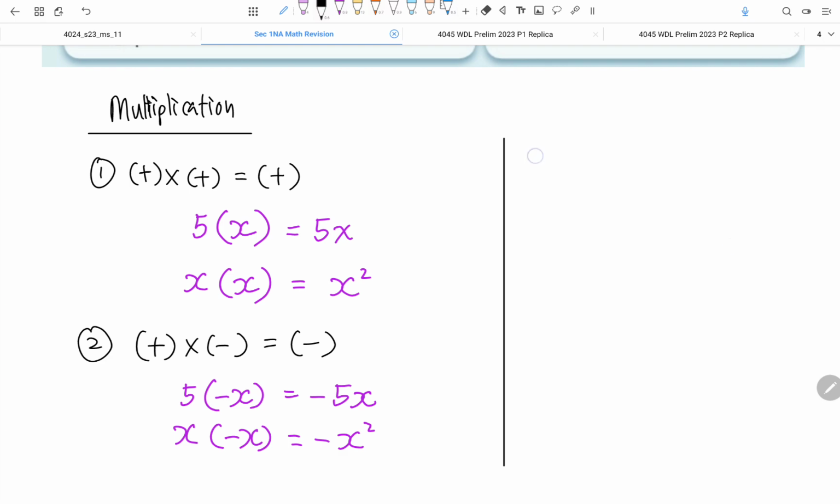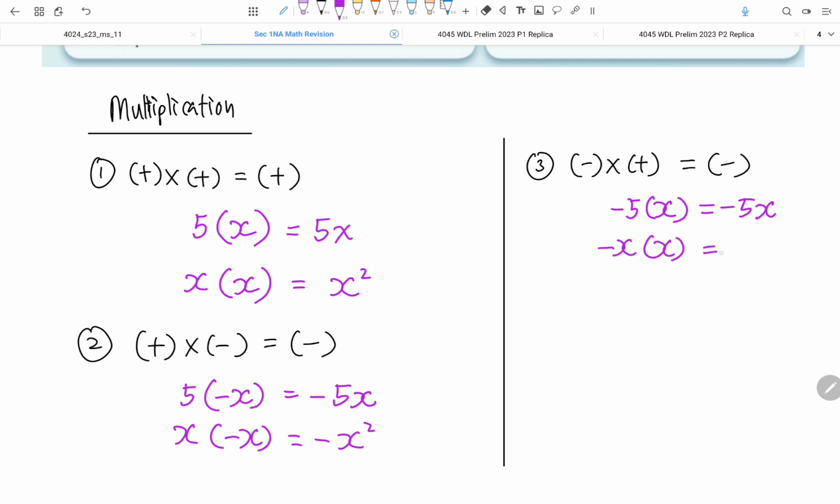Number 3, negative times positive is negative. Examples are negative 5 times x, that would be negative 5x. Negative x times x is negative x squared.